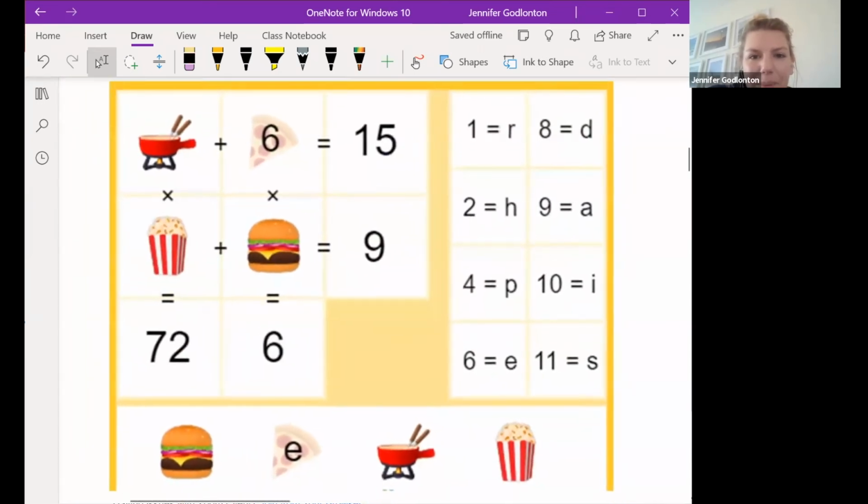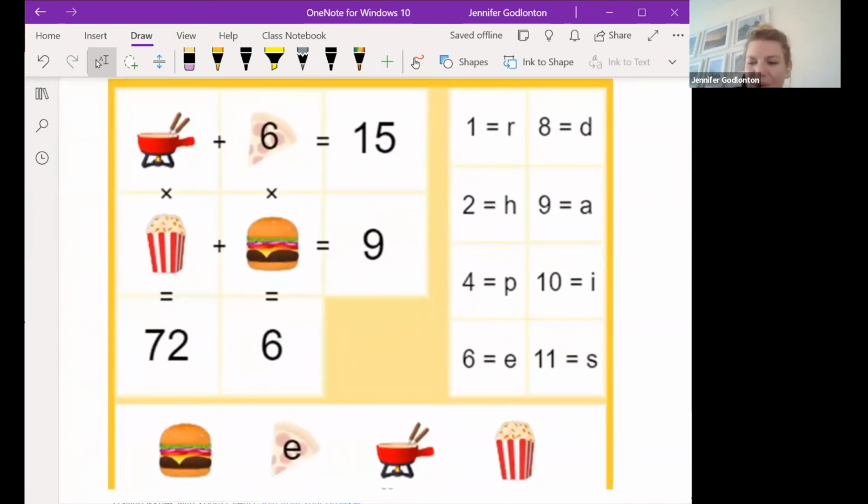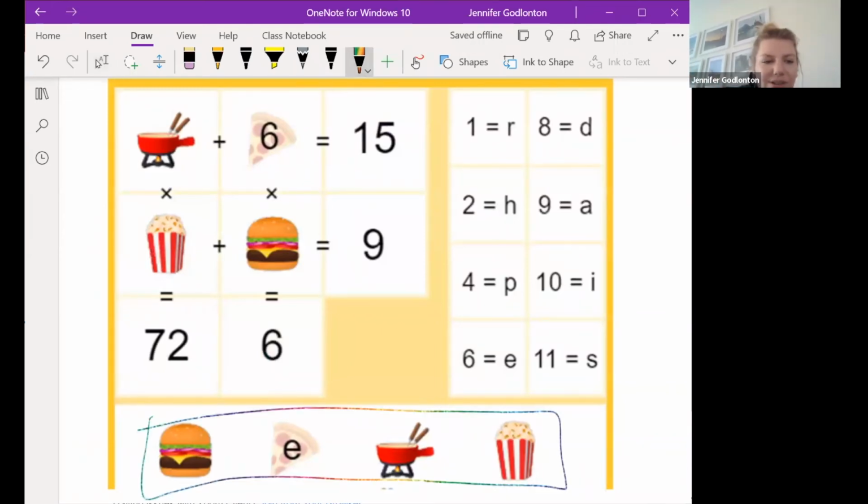All right. Brain break number 1. I'm wanting to know what this word at the bottom is. This word over here. I want to know what that word is.